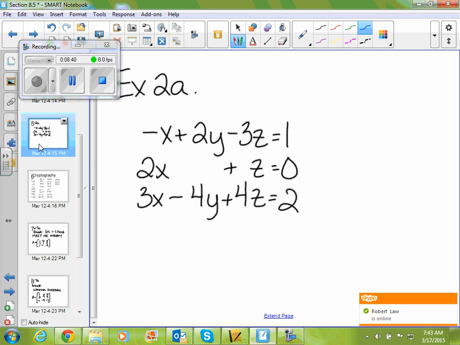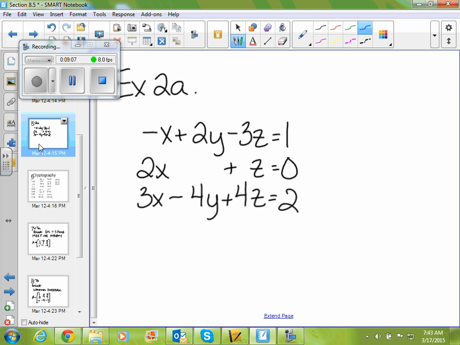Alright, and the last thing that we're going to look at is using Cramer's rule to find determinants using a 3-system equation. So if I'm given negative x plus 2y minus 3z equals 1, 2x plus z equals 0, and 3x minus 4y plus 4z equals 2, I need to figure out what my x, y, and z are equal to.